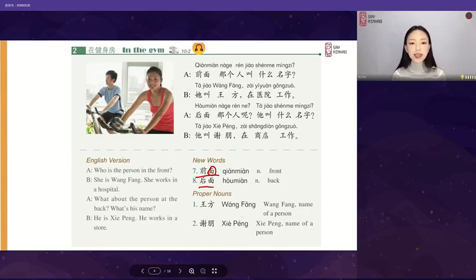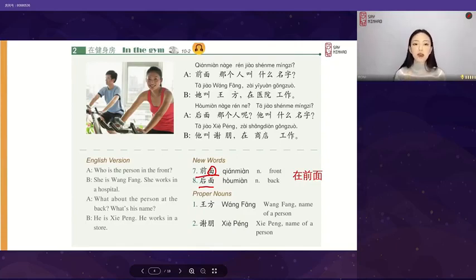How to say in the front? We've learned in at on is 在, right? So in the front is 在前面, okay? If I want to say at the back, then it is 在后面, yes. 在前面, and 在后面.